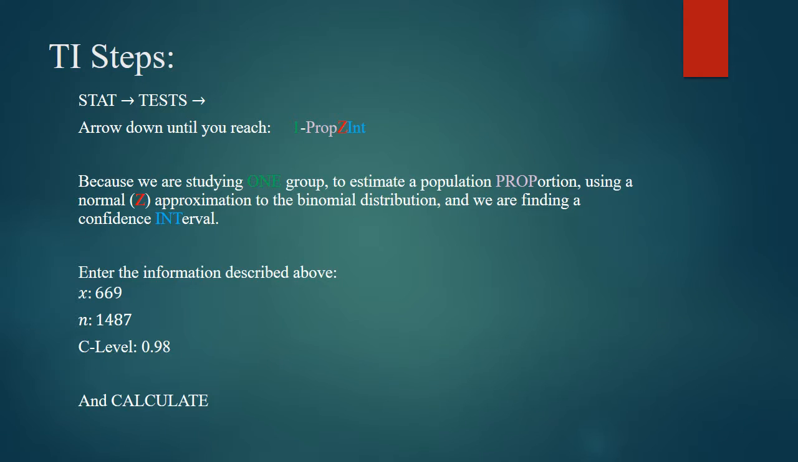So on our TI, back to our favorite button, Stat, arrow over to Tests, and we want a 1 proportion Z interval. We are studying one group. We only have one sample, 1,487 people, so it's a 1. We are trying to estimate a population proportion, so that's where we get the 1 prop, P-R-O-P, for proportion.